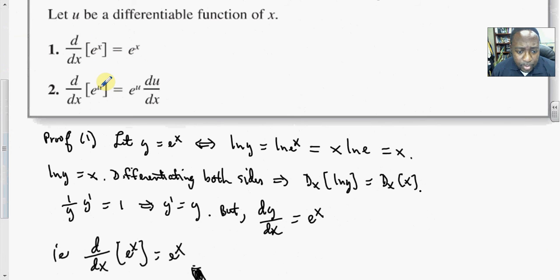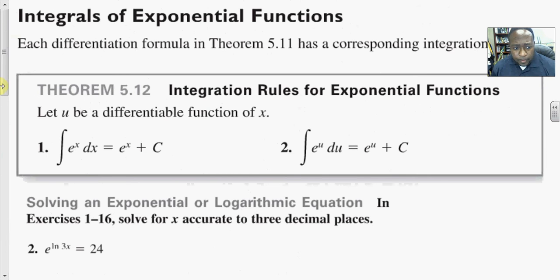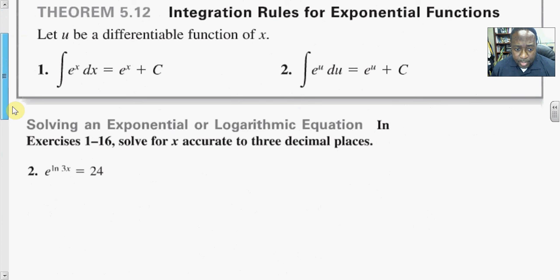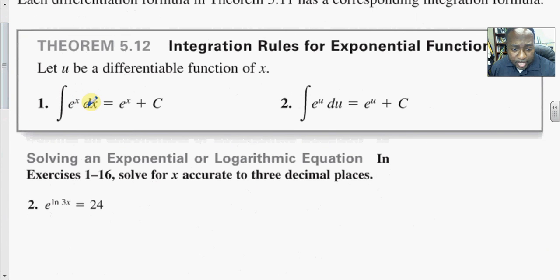And then if u is a function of x, then obviously you get e to the u times the derivative of u with respect to x. In terms of integration, it is straightforward: the integral of e to the x dx is just e to the x plus c, because of the inverse property of the derivative and the antiderivative. Now, be careful with the integral of e to the u du. What this means is that the derivative of u has to exist somewhere in the integrand with respect to du, and so the result would be e to the u.